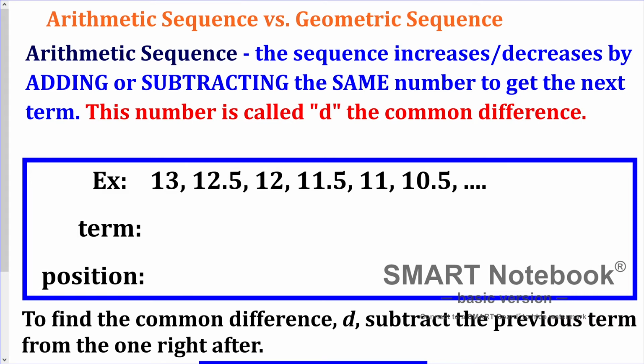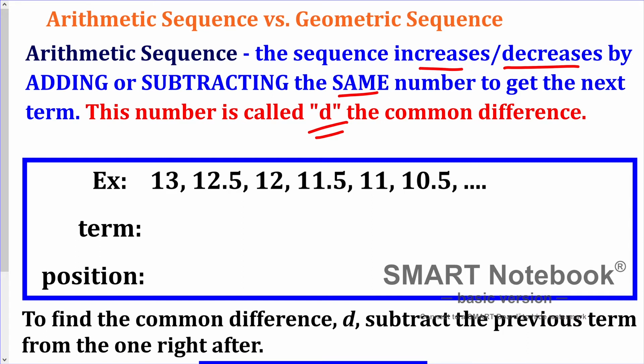So, an arithmetic sequence is a sequence that increases or decreases by adding or subtracting the same number to get to the next term. And we call that number the common difference. And it's labeled with the letter D. Okay? So D is the common difference. Kind of similar to a constant rate of change, right?